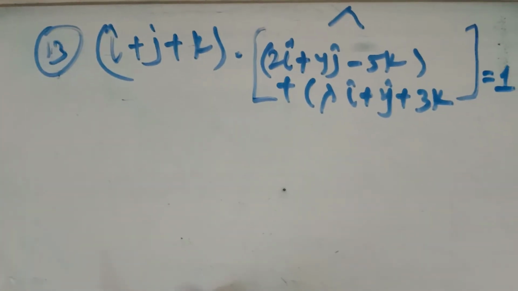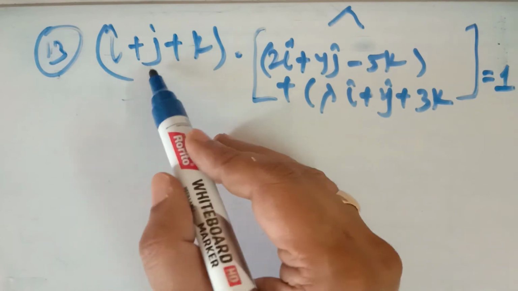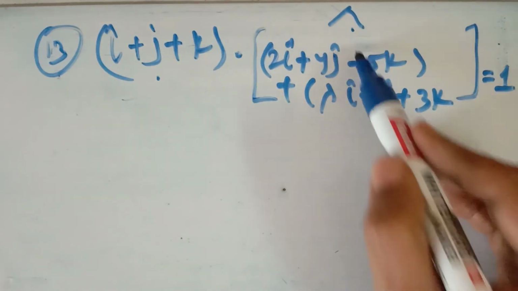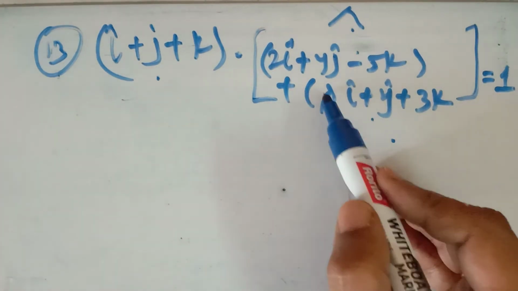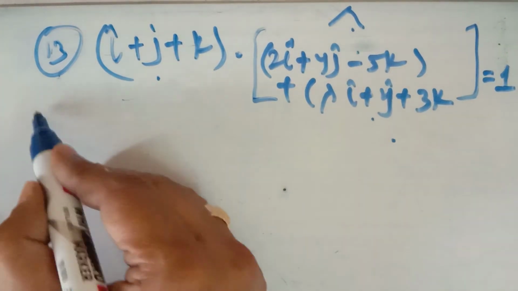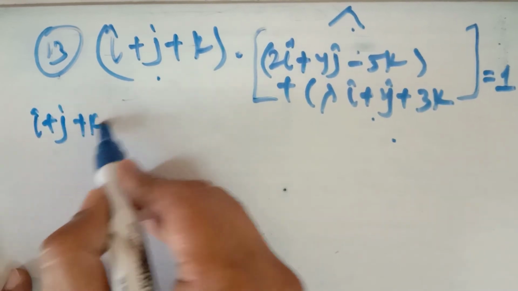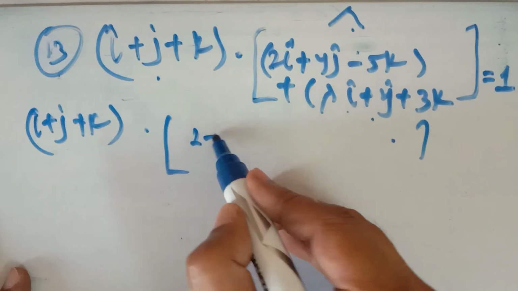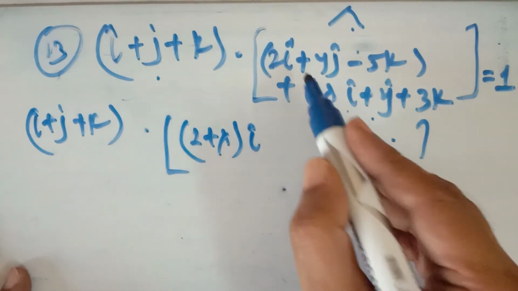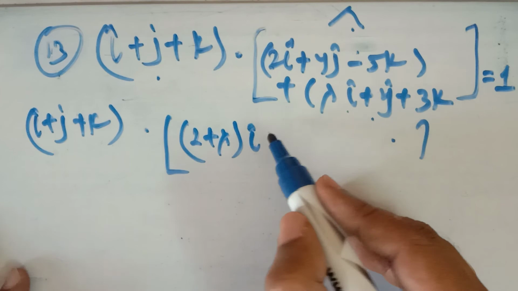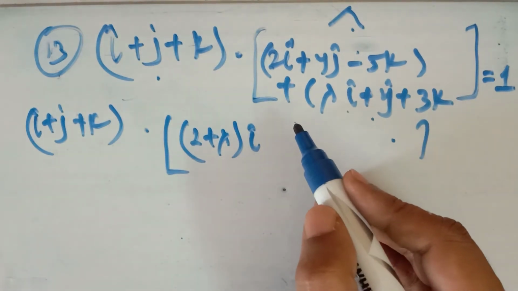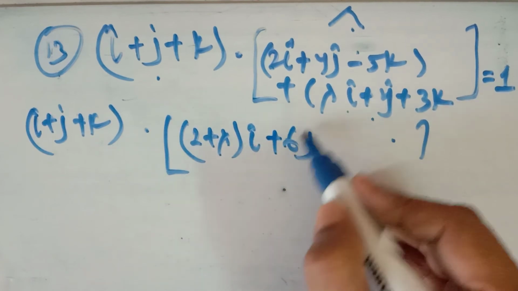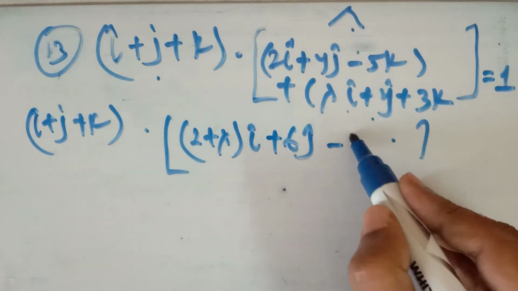Listen to the question once more. It is given that the scalar product of this vector with the unit vector, means cap, of the sum of these two vectors is equal to 1. So I have to find the cap of the sum of these two vectors. So first of all, find the sum of these two vectors. When you add, you will get 2 plus lambda i, then 4i plus 2j, it will be equal to 6j, and minus 5k plus 3k, it will be equal to minus 2k.